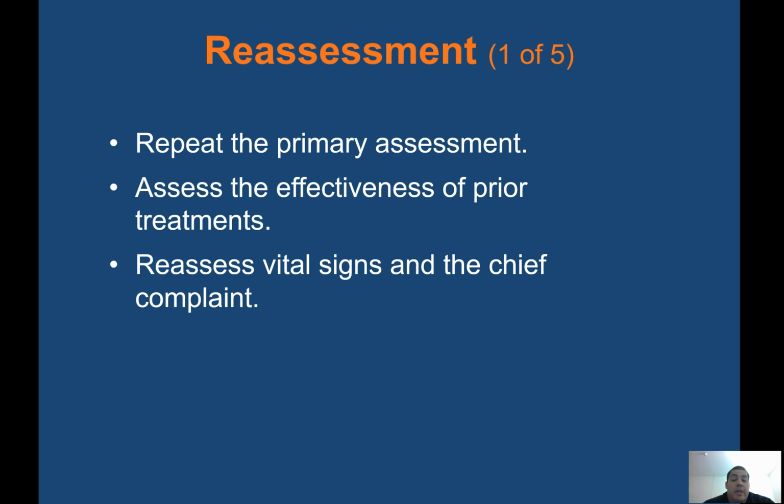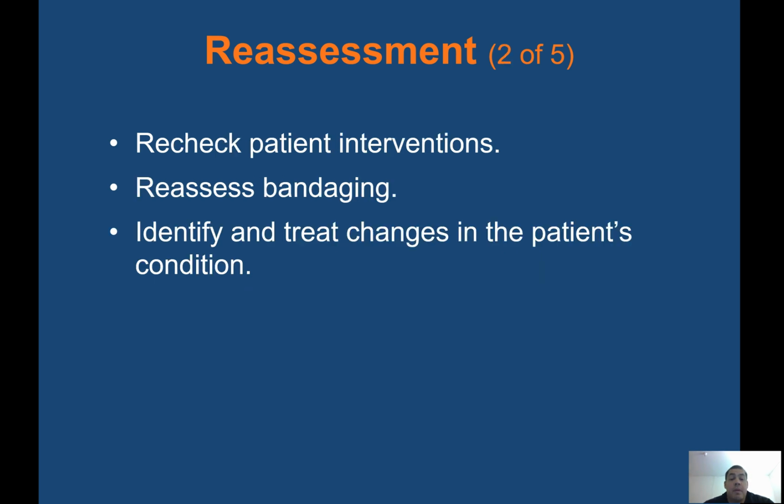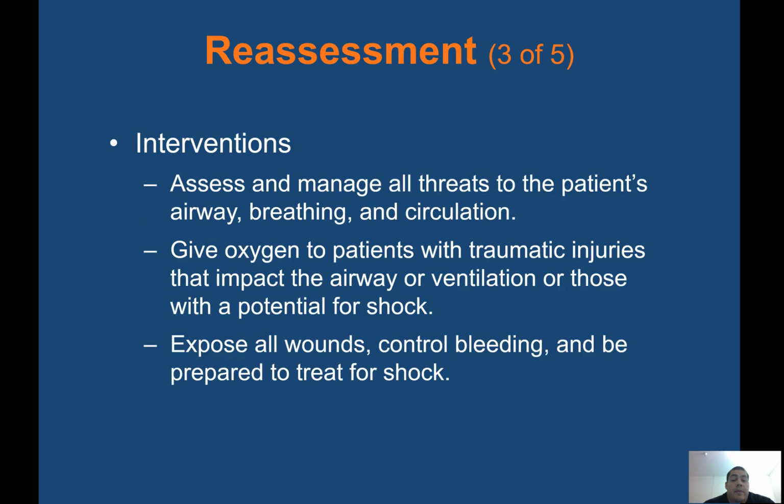Reassessment. Repeat the primary assessment. Assess the effectiveness of prior treatments. Reassess vital signs and the chief complaint. Recheck patient interventions. Reassess bandaging. Identify and treat changes in the patient's condition. Interventions. Assess and manage all threats to the patient's airway, breathing, and circulation. Give oxygen to patients with traumatic injuries that impact the airway or ventilation or those with the potential for shock. Never withhold oxygen. Do you think a patient needs oxygen? Go ahead and give it to them.